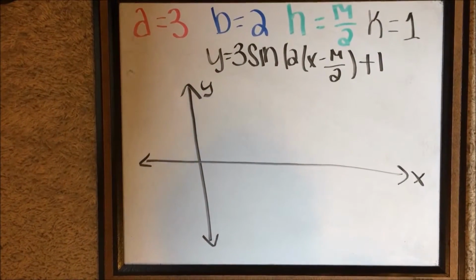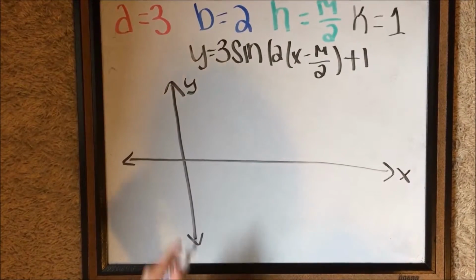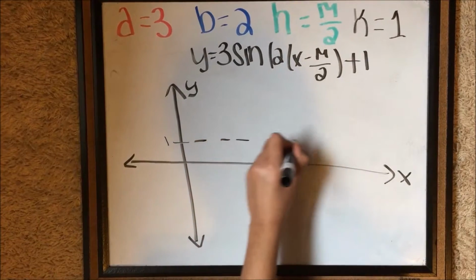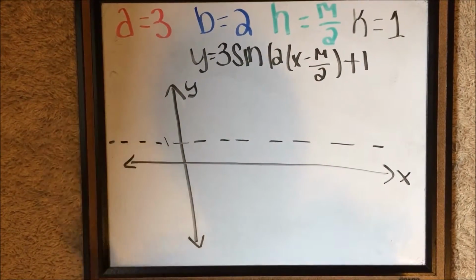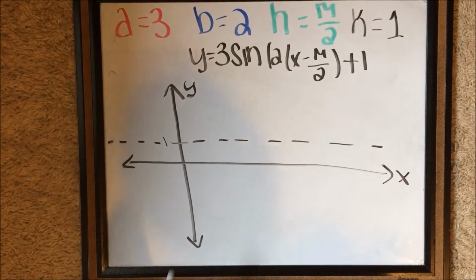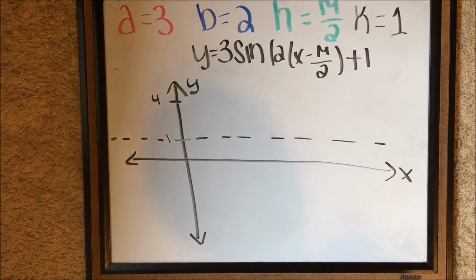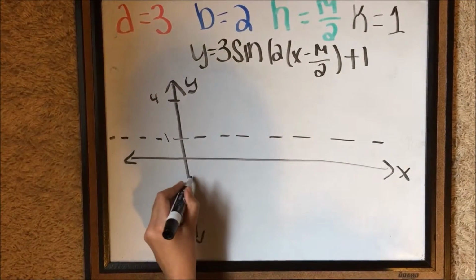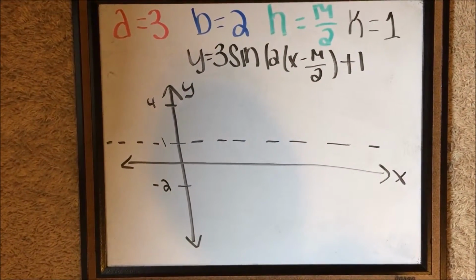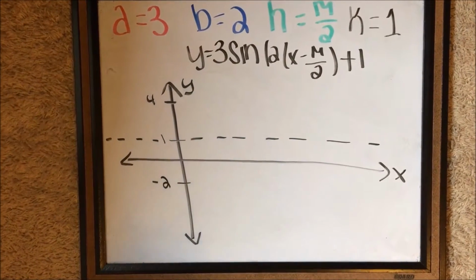Okay, so now we can actually start drawing and labeling our graph. First, you want to label your k value. So our k value is 1, and this is our sinusoidal axis. And then for the amplitude, you go 3 up and 3 below. So 3 up, you'd add 3 plus 1, and that's 4. So that's the highest the graph will go. And then you would subtract 3 from 1, and that's negative 2. And then you would label your tick marks, but we'll get to that in the next step.